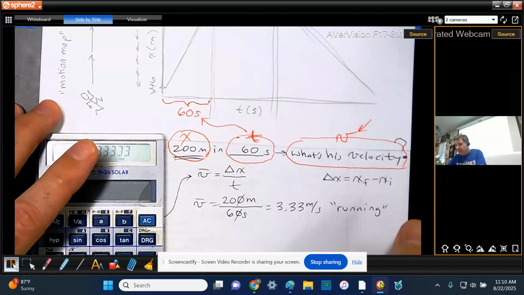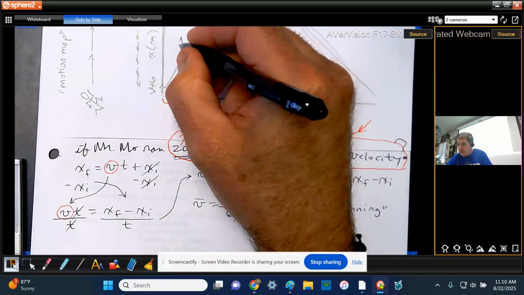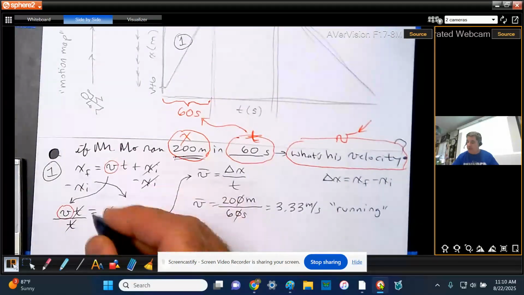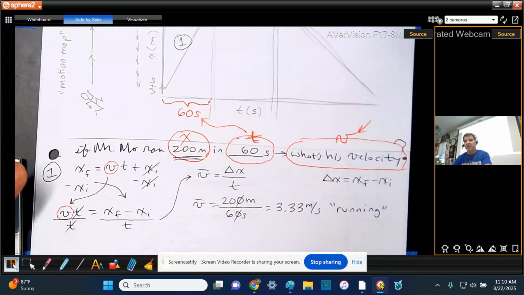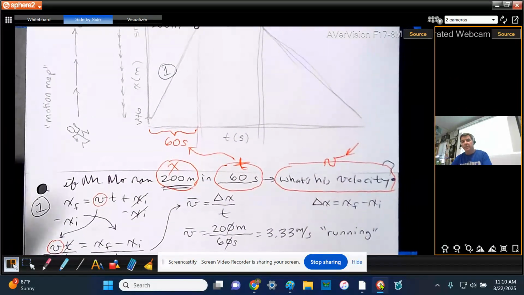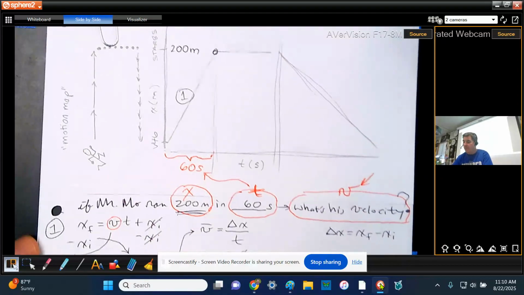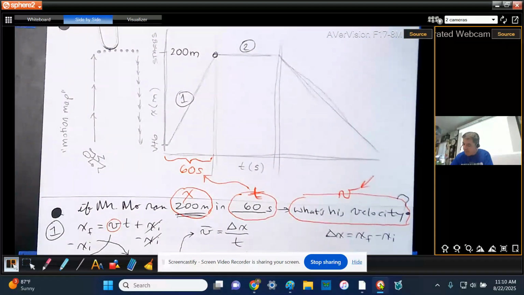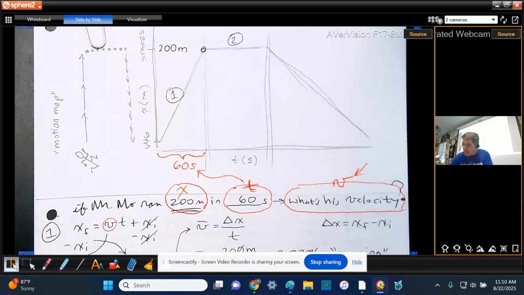Okay, that's part one. This is the first part of the thing. This is number one, if Mr. Morrison ran. Okay, part of my story. This is my story. In a little bit, you're going to have to tell your story. And so this is section 2. So number 2 says, describe what's happening in section 2.